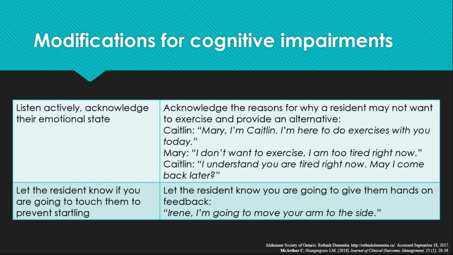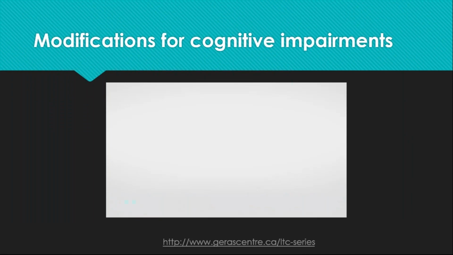Also, let the resident know if you're going to touch them so that you can prevent startling. So listen, let them know that you're going to give them hands-on feedback. So, you know, if you're doing an exercise and you're going to touch their arm, tell them, "Irene, I'm going to move your arm to the side," so that they know if you're going to touch them.